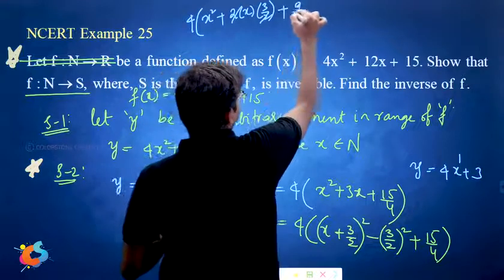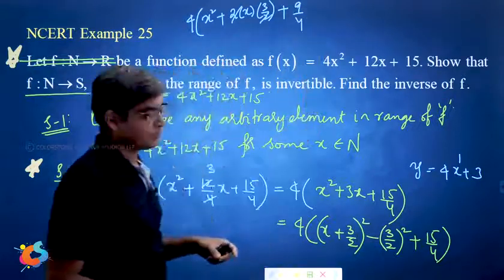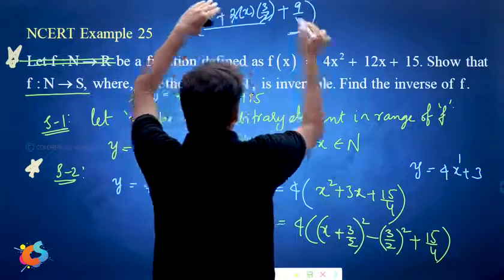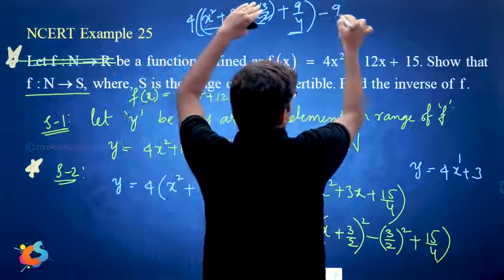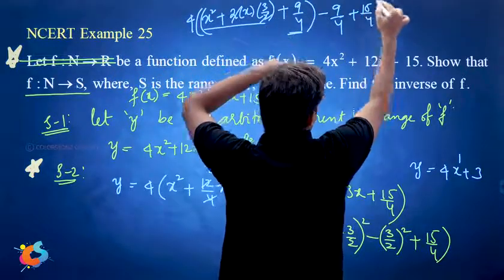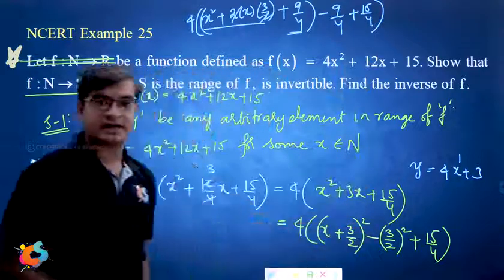Plus b square. That will be 9 by 4. So this much I want. This is extra. So therefore, outside of this, I am putting minus 9 by 4. That is minus 3 by 2 whole square, plus 15 by 4 is there from before. So therefore, I am keeping it as it is.